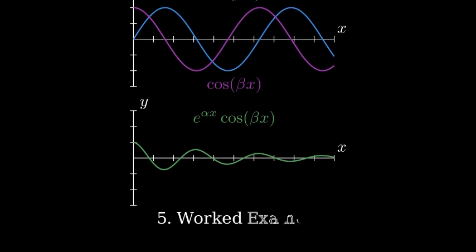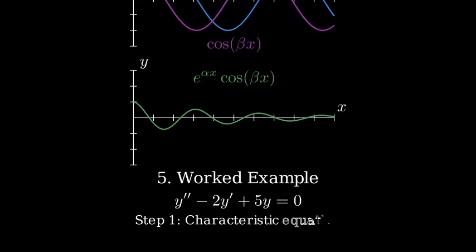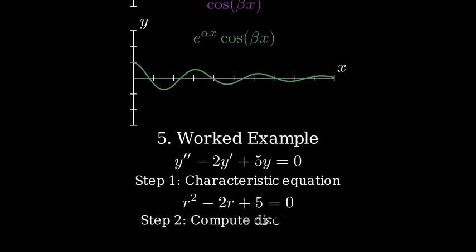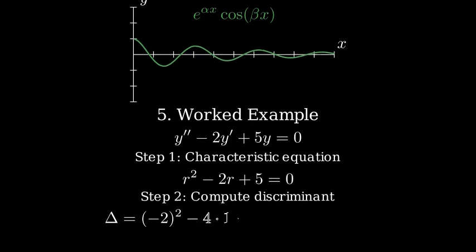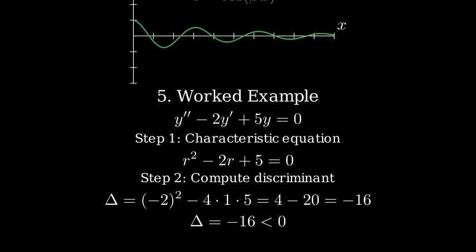Let's work through an example to see how this method is applied. We'll solve the differential equation y double prime minus 2 y prime plus 5 y equals 0. Step 1, we form the characteristic equation. We get r squared minus 2r plus 5 equals 0. Step 2, we compute the discriminant. Delta equals negative 2 squared minus 4 times 1 times 5, which is 4 minus 20, which equals negative 16. Since the discriminant is negative, we have complex roots.